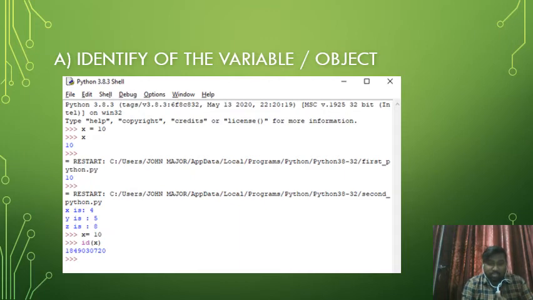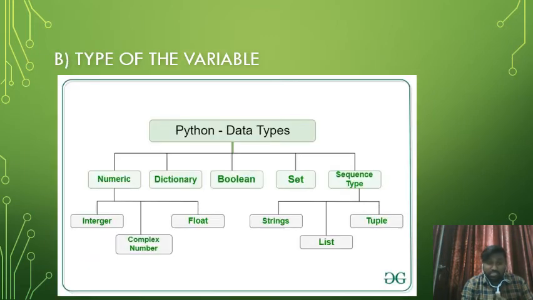In the last three lines, I have assigned x equal to 10, and in the next line I have used id of x, which gives the address in memory where the x variable is placed, 18490300720. There the x variable is stored. This is the identity of the variable. Before that, we have to check whether the variable is stored in the memory, and only then will the value be saved. The next one is the type of the variable.